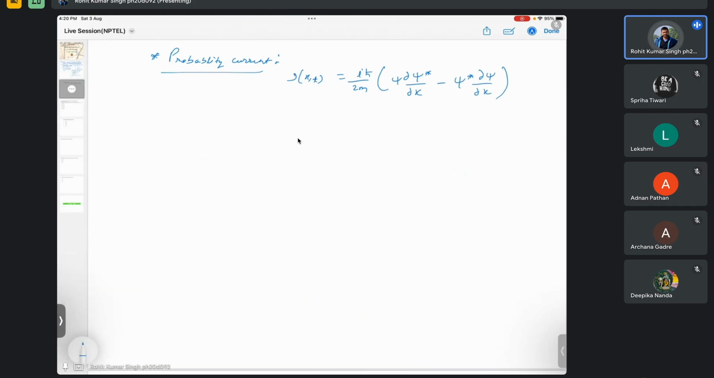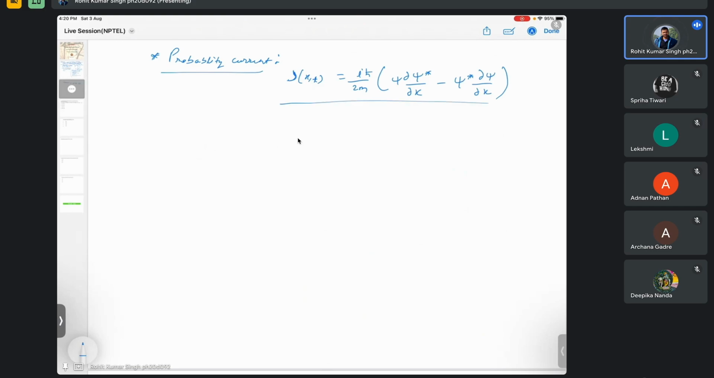Someone asked me, I don't know if someone asked me, or if I asked myself. So, what is the physical interpretation of this formula?